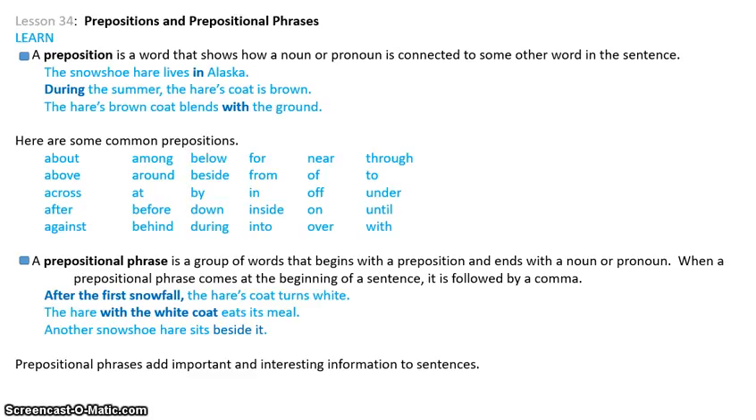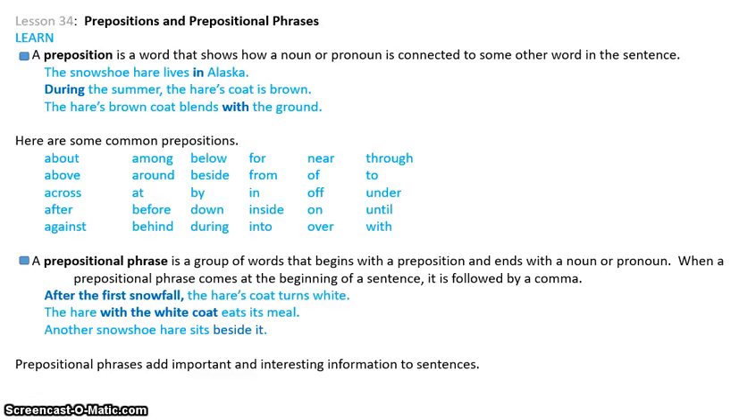And the last one, it says, another snowshoe hare sits beside it. All right? It is giving you more information about where it is sitting. So if you look on the list, beside is the preposition. It is a pronoun. So it ends with the pronoun. Prepositional phrases add important and interesting information to sentences. It makes a sentence more interesting, and it tells you more about the subject, the verb, both, whatever. But it just helps give a more vivid description of what you're thinking in your head.